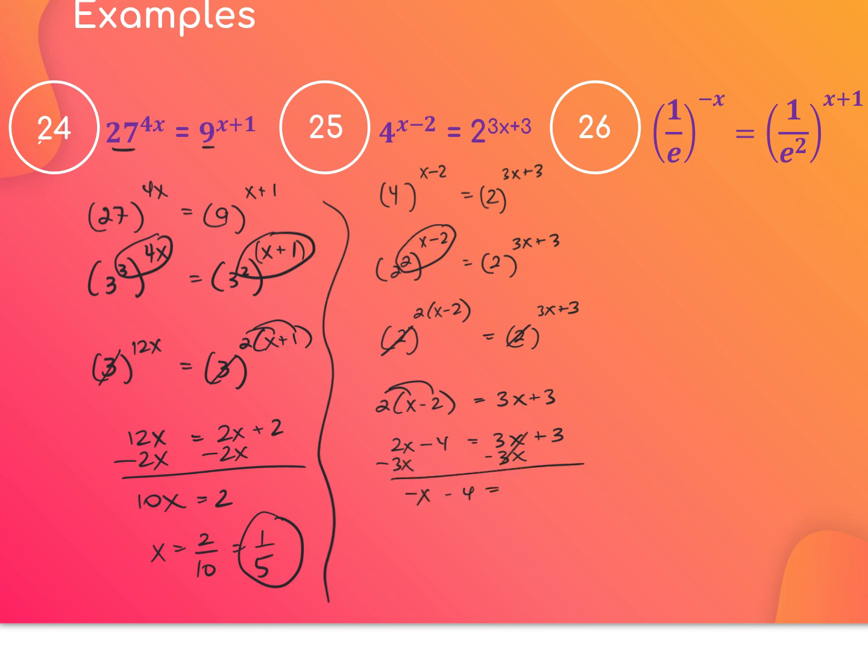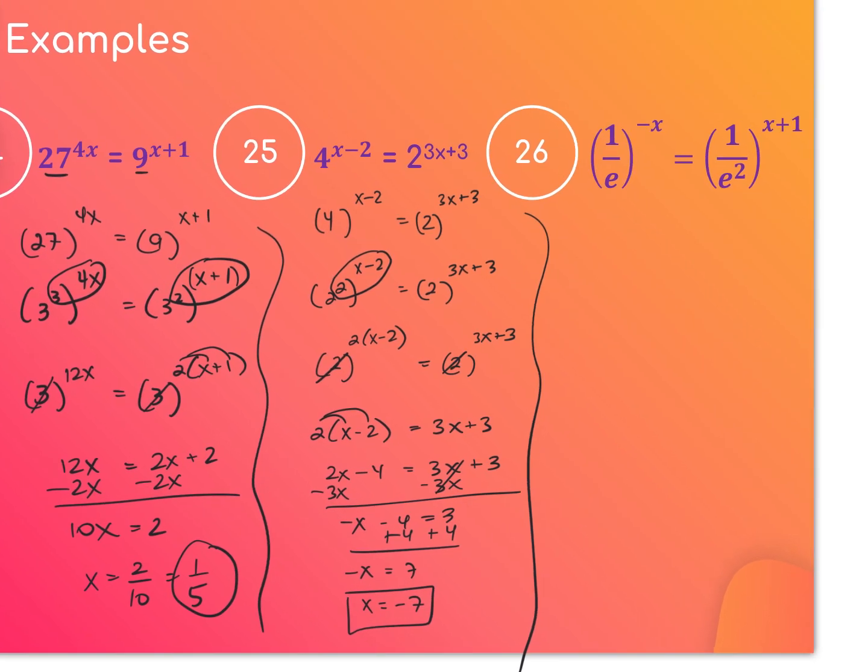Negative x minus 4 is 3. Add 4 to both sides. I get negative x equals 7. And if I divide or multiply by negative 1, I'll get x equals negative 7. And that's my solution.